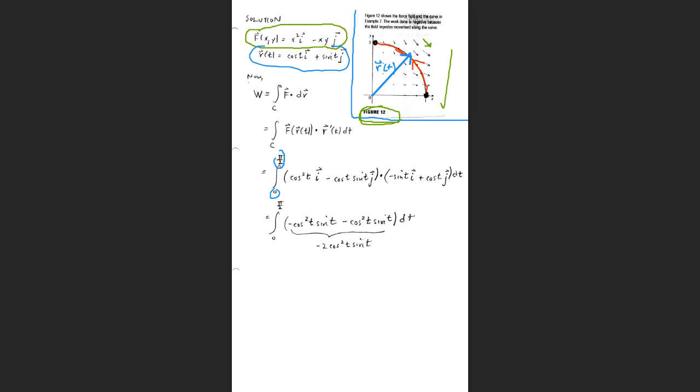cosine squared of t is x squared. Remember, for r of t, x is cosine of t. And then the other part of the force field is negative x times y. So that would be negative cosine of t sine of t, because that's your x and that's your y.